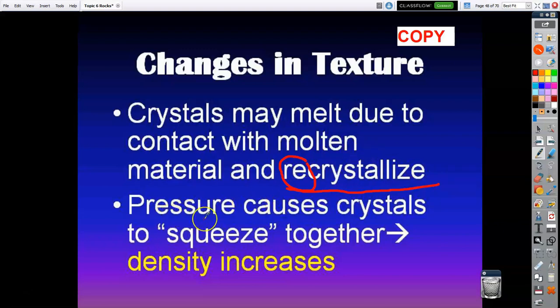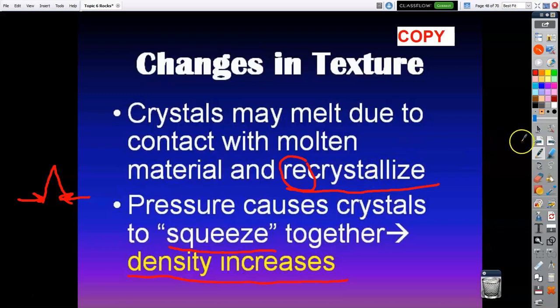Or pressure, again, plate tectonics. You got one continent over on this side, another continent over here. The 2 continents collide. It's going to form your mountains. That's going to cause the crystals to squeeze together. Most of your metamorphic rocks tend to be very, very dense. They'll sometimes ask that on the regions. They'll say, of the 3 groups of rocks, which ones are the most dense? Usually your metamorphics because of the fact that you're squeezing the crystals together and you're making them more dense.